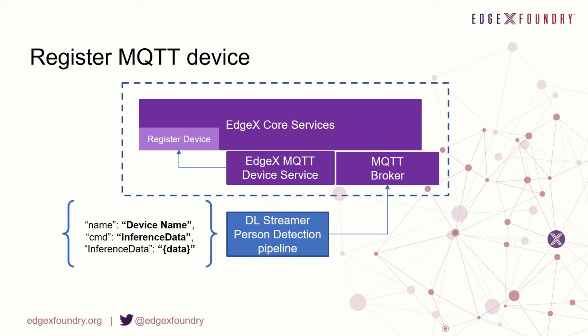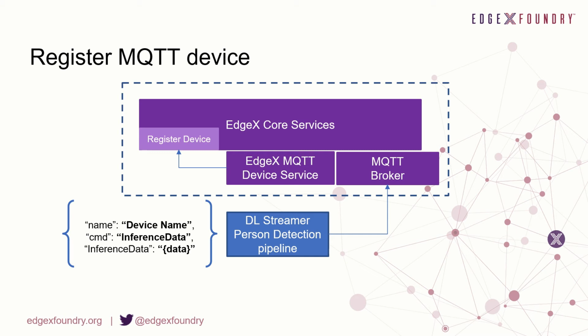On the left side, we have an example of the schema that EdgeX requires to start accepting MQTT messages. For example, we have here name, and then you need to specify the device name that is already registered. Then you have a CMD. In this case, we can call it inference data. Then we name it again inference data equal. Now here is where you put your data. In the inference data attribute, we just include the metadata that the DL Streamer pipeline is generating.